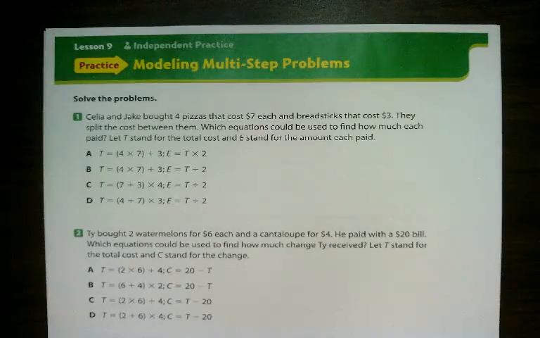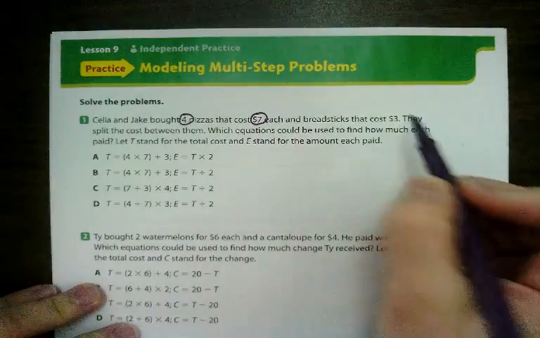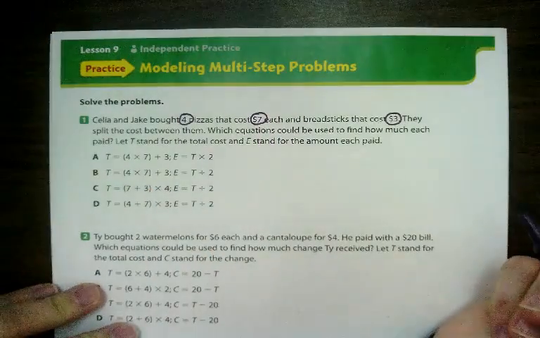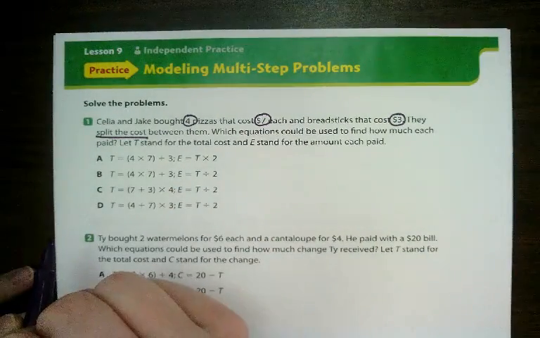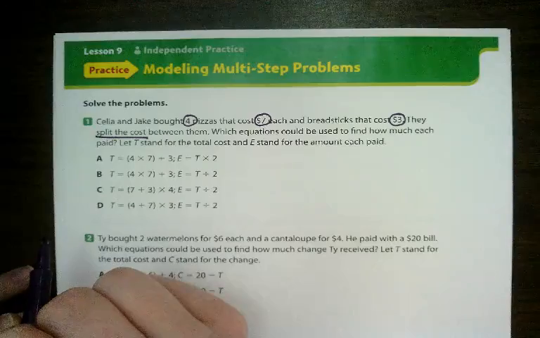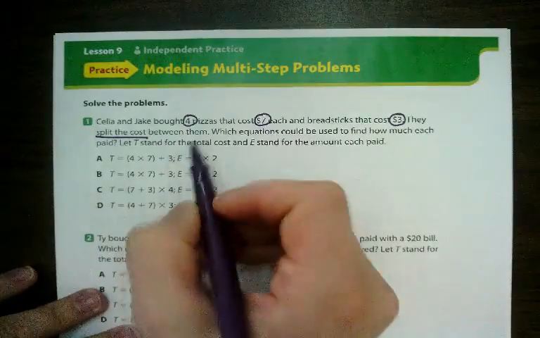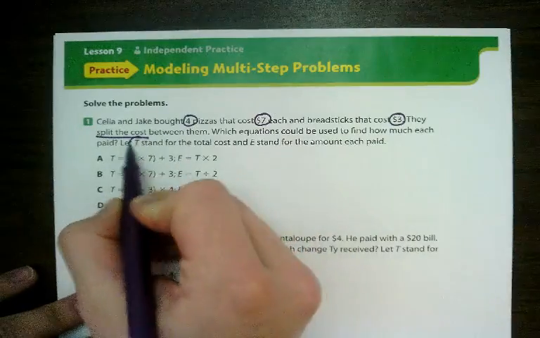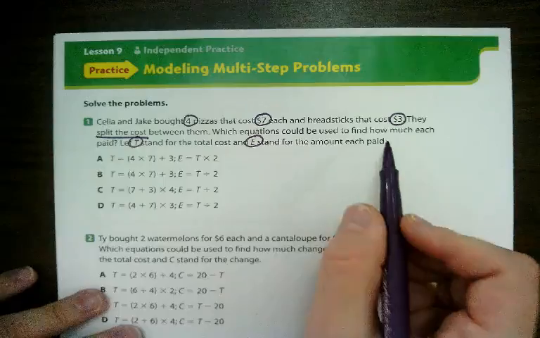So let's get started on page 90. Celia and Jake bought 4 pizzas that cost $7 each and breadsticks that cost $3. They split the cost between them. Which equation could be used to find how much each paid? Let T stand for the total cost and E stand for the amount each paid.